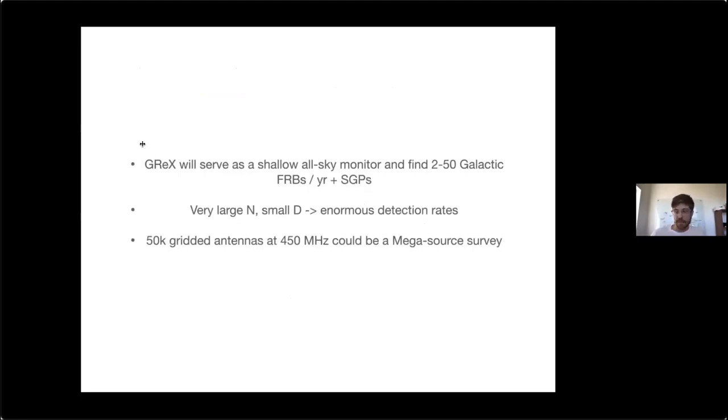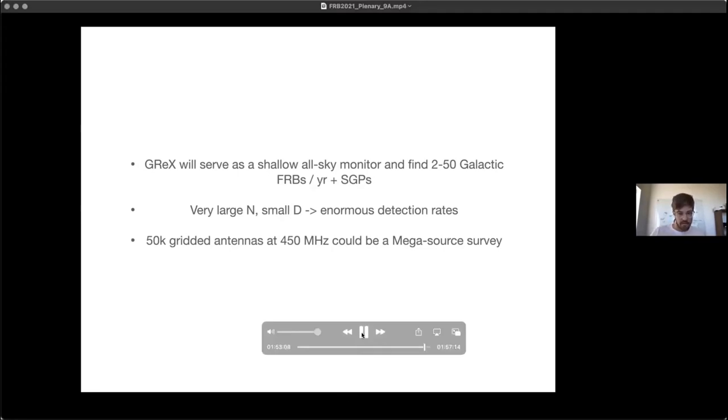Okay, so let me just summarize by saying G-Rex is going to be this very shallow but all sky monitor, which could find an order of magnitude more of the FRB-like bursts that STARE2 found. The first one will probably be deployed in the Smoky Valley in Utah. And then finally, very large N and very small D, taking that to its logical conclusion, could produce pretty enormous detection rates for fast radio bursts. And if we start thinking about how we would actually do this technologically, there could be huge returns. So I'll leave it at that, and I would happily take questions.